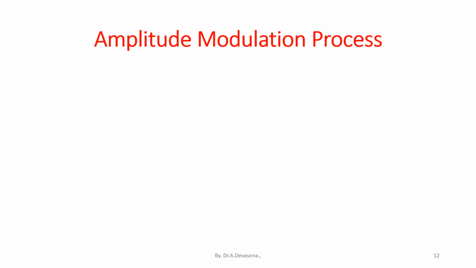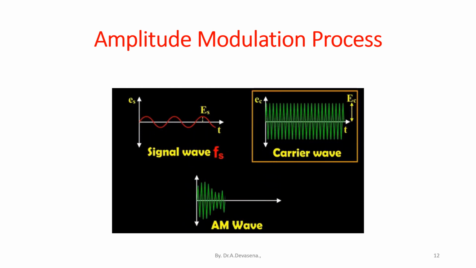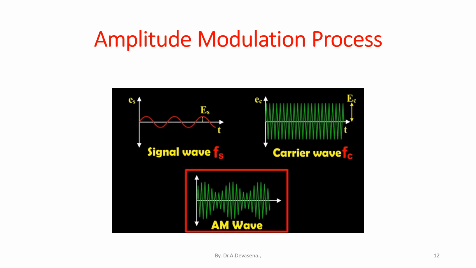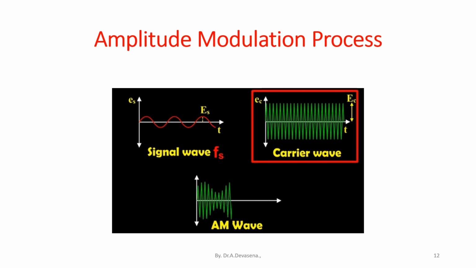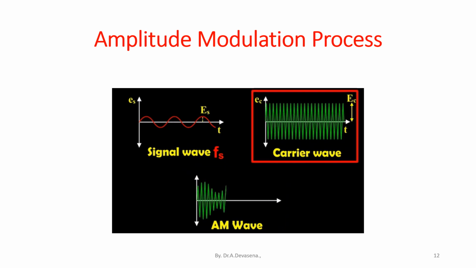The amplitude modulation process is represented with the help of a small animation. This is indicated here. We have a signal wave. This signal wave is added to the carrier wave, and these two, the signal wave and the carrier wave, are combined together in the form of an amplitude modulated wave. This is represented in this diagram. This amplitude modulated wave is what is going to be transmitted.